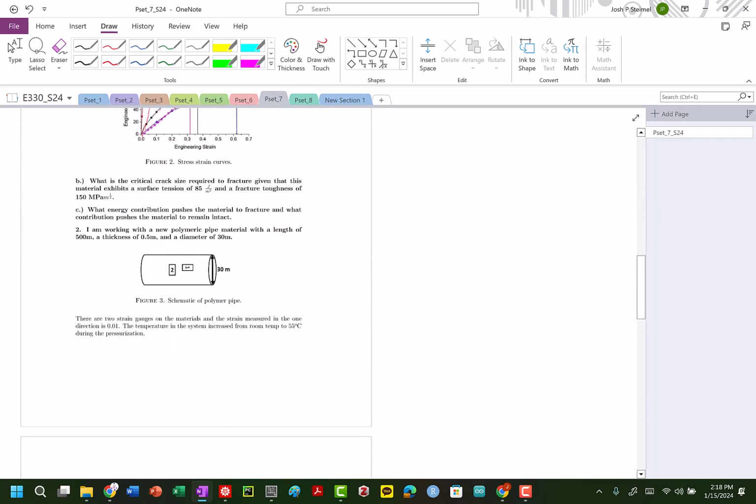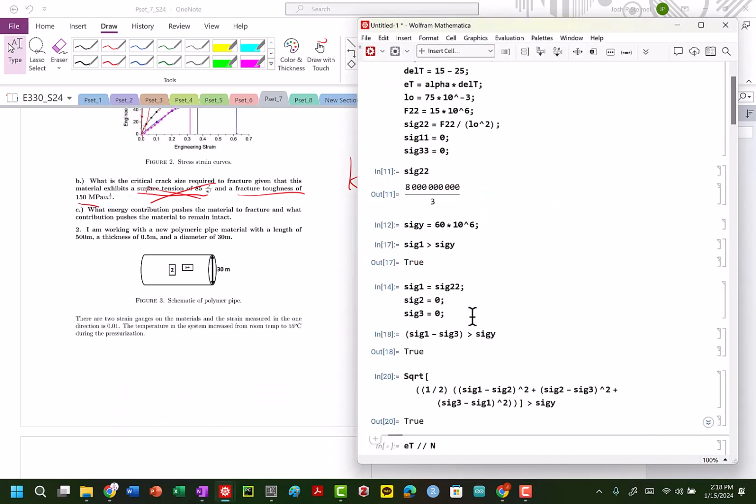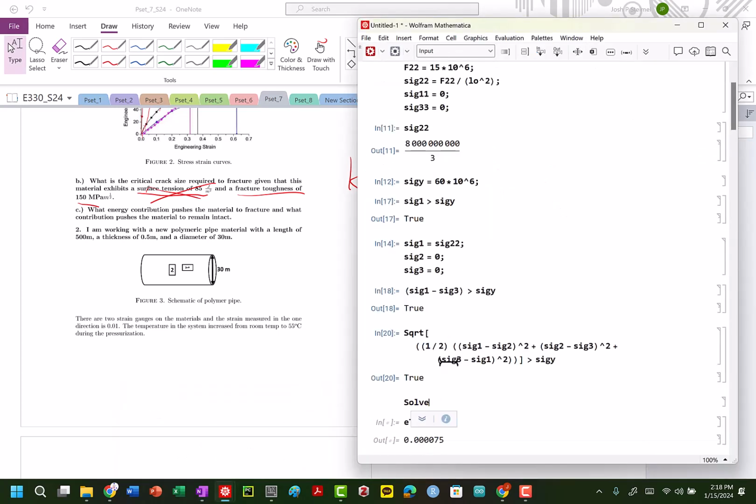What is the critical crack size required to fracture, given that this material exhibits a surface tension and a fracture toughness of this? Can't use surface tension because we're looking at a metallic material. We can use fracture toughness, so we're going to use K1C equal to stress times square root of pi a. So we know the stress is going to be the stress sigma 1, the 2,2. So let's go ahead and solve that.